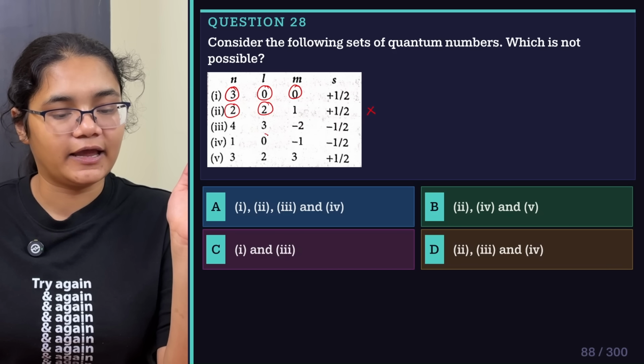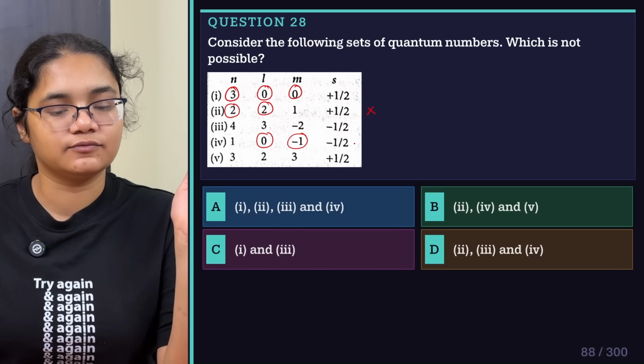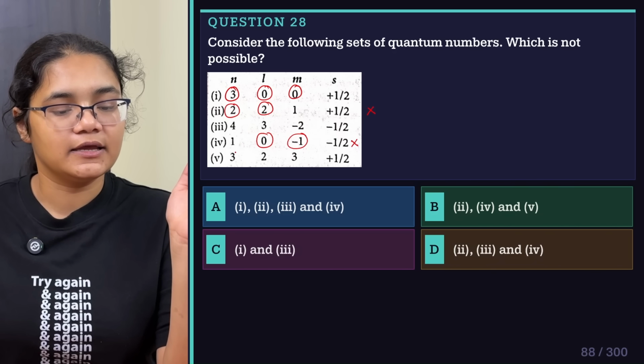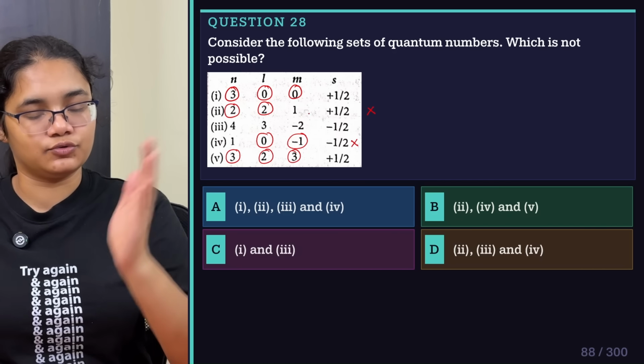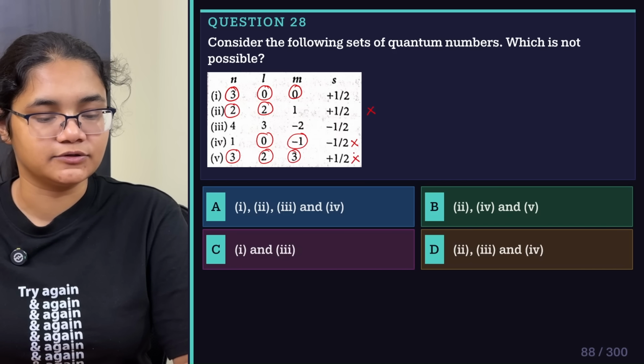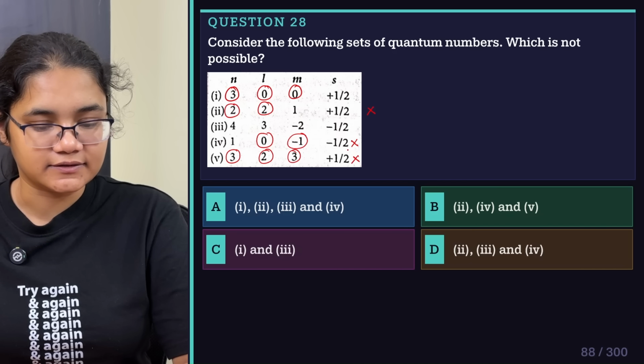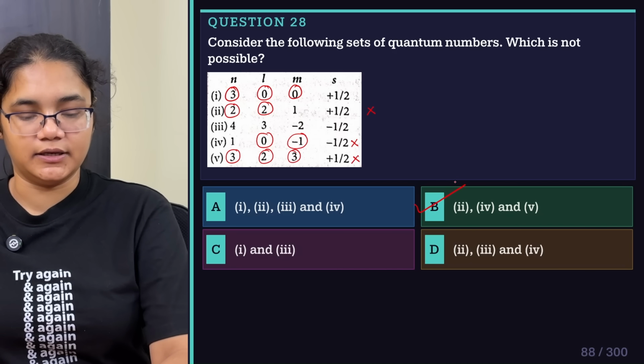This is, if L value is 0, then you cannot have minus 1 here. So this is also not possible. Here n is 3 and L is 2, then you cannot have plus 3, it is minus 2 to plus 2. So this is also not possible. So 2, 4 and 5. Is there any option? Yes, option number B here.